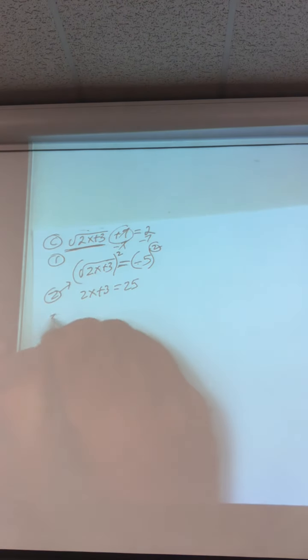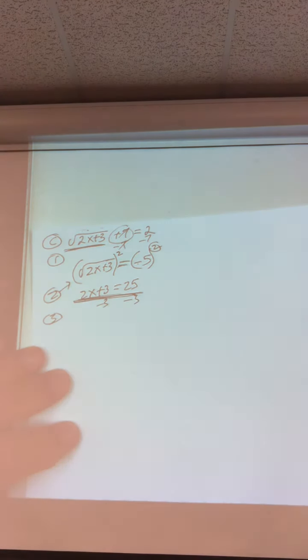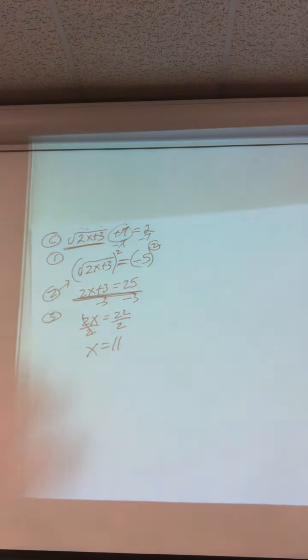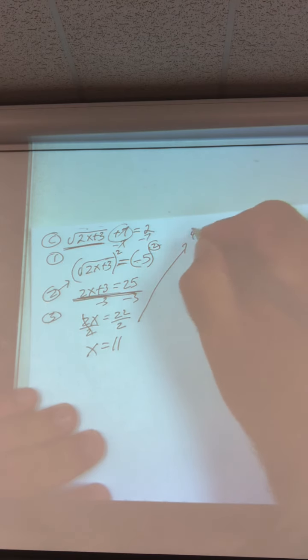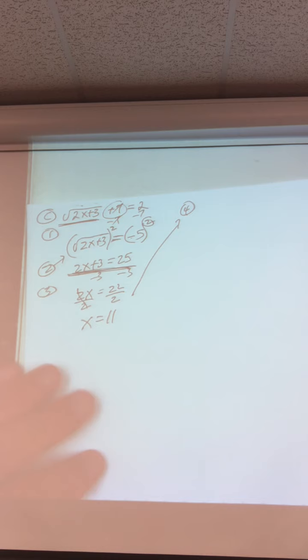Step 3, solve this equation. It's a linear equation. Subtract 3 from both sides. That's not a dividing bar, I just underlined it. So I get 2x equals 22. Divide by 2 to get x equals 11. And then step 4, I'll do it up here. I have to check this.